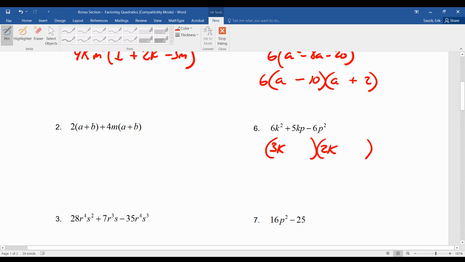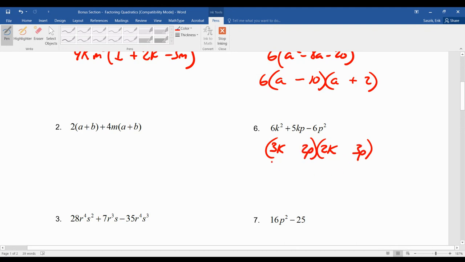Now let me try 6 and 1 here. 6, 1. That would be 18 and 2. Does not add or subtract to 5. Try the 6 here. 12 and 3 doesn't work either. It's going to be 3 and 2. Watch this. So 3p and 2p.